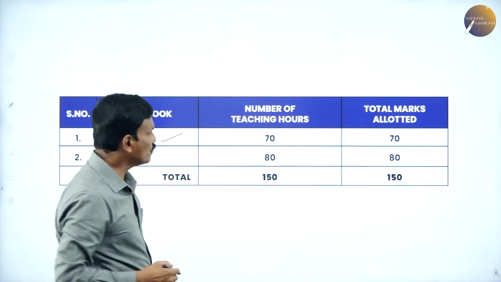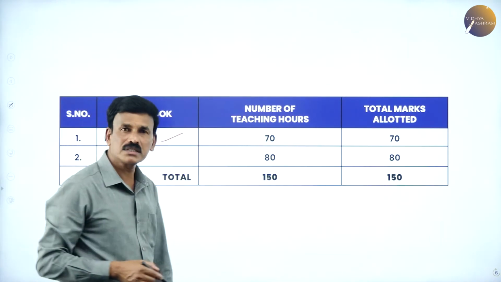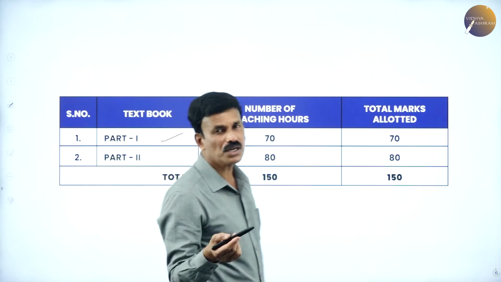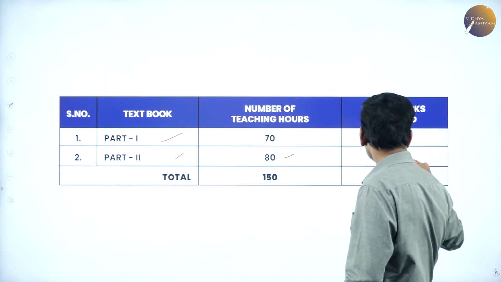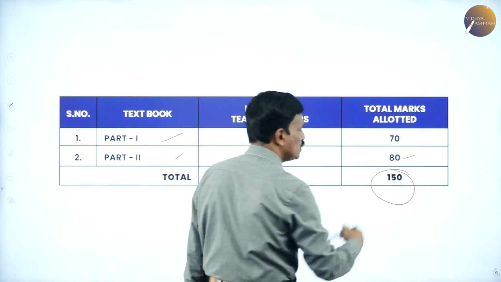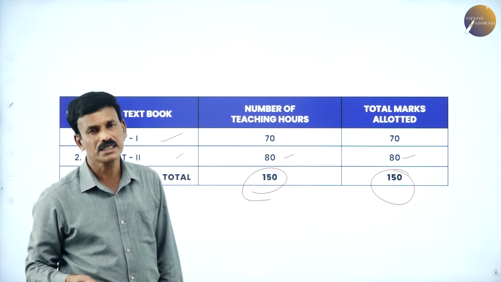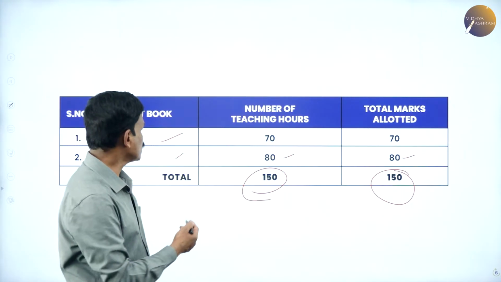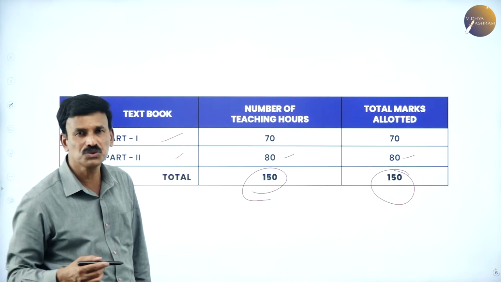For the book part 1, the number of teaching hours is 70, the marks allotted is 70, whereas in part 2 the number of teaching hours is 80 and the marks allotted is also 80. So totally 150 hours and 150 marks. So in this 150 you are going to get 100, that's it. Okay. So these are the weightage for volume 1 as well as volume 2.